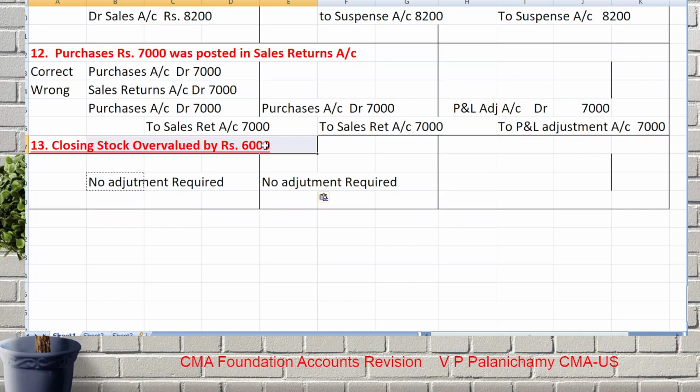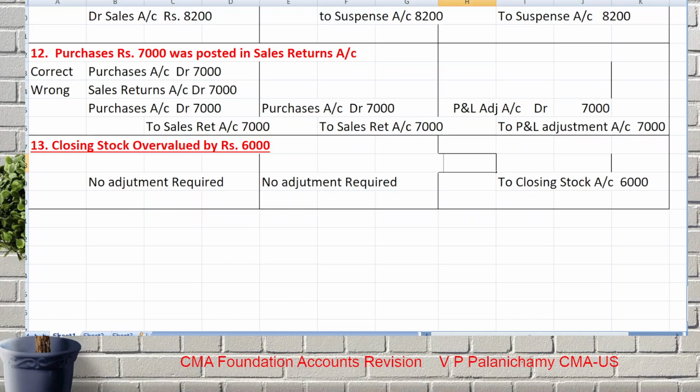Profit increase ஆயிருக்கும். Otherwise, stock will have which balance? Stock is an asset. It will have which balance? Debit balance. அதிகமா போட்டிருக்கும். எப்படி remove பண்றது? Credit பண்ணுங்க. To closing stock account. எவ்வளோ? 6,000. Since it is already recorded in trading account, P&L adjustment account debtor.